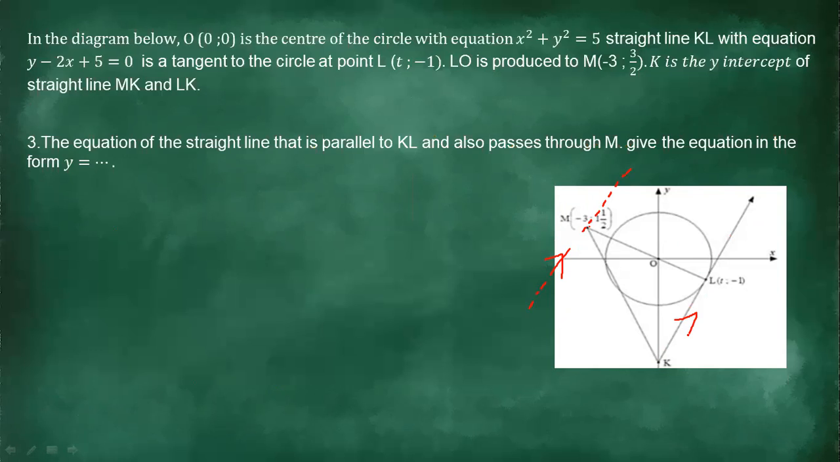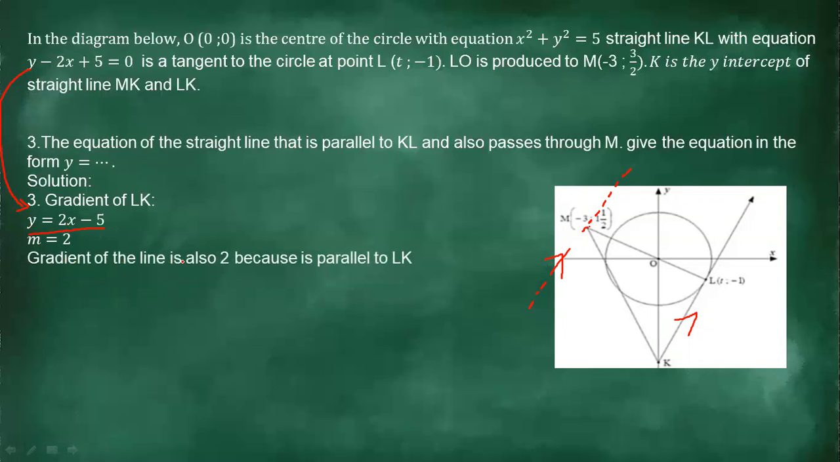Now remember, when you have to calculate the equation of a straight line, you need two things: the gradient and the point. Since the line is passing through M, we're going to use point M as the point, and now we have to look for the gradient. The gradient of LK: we rewrite this one first. It was y equals negative 2x plus 5, and you need to rewrite it in this form to make y the subject so that you can take out the gradient. The gradient of that is equal to 2.